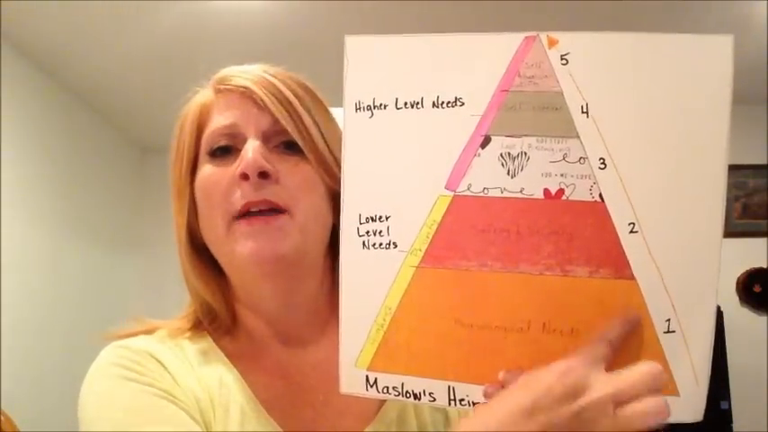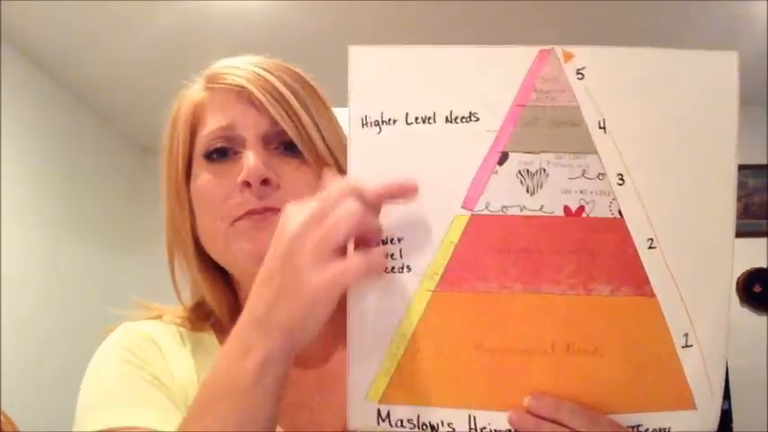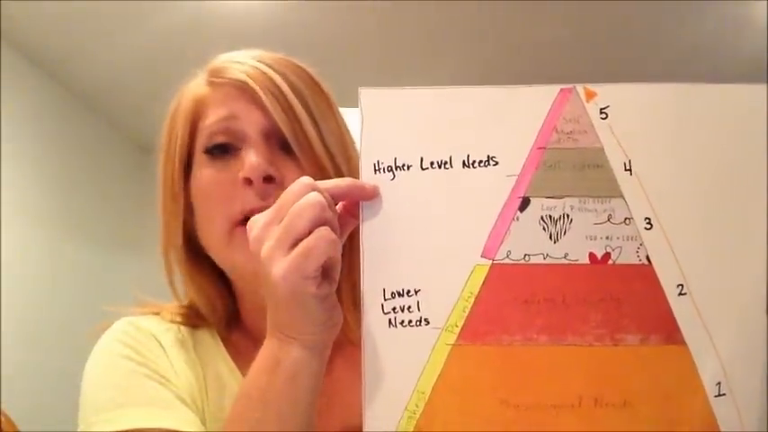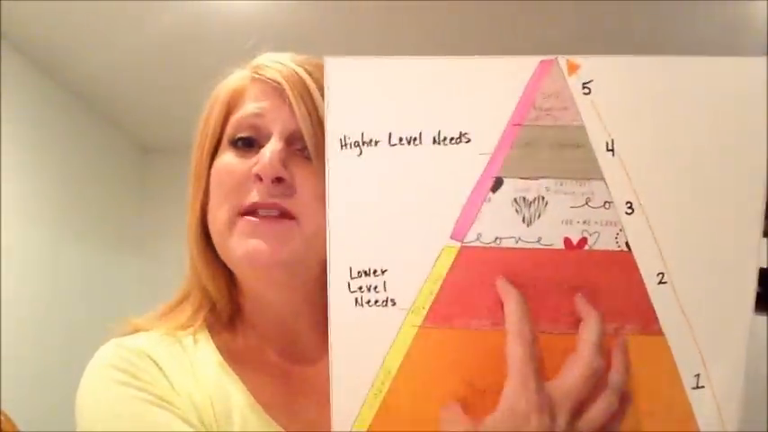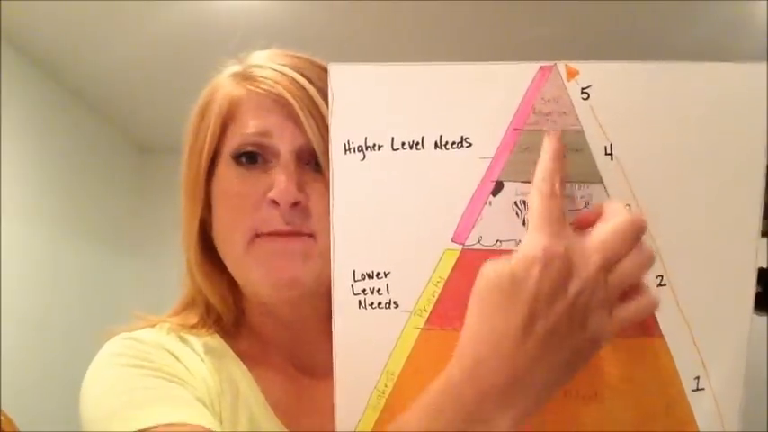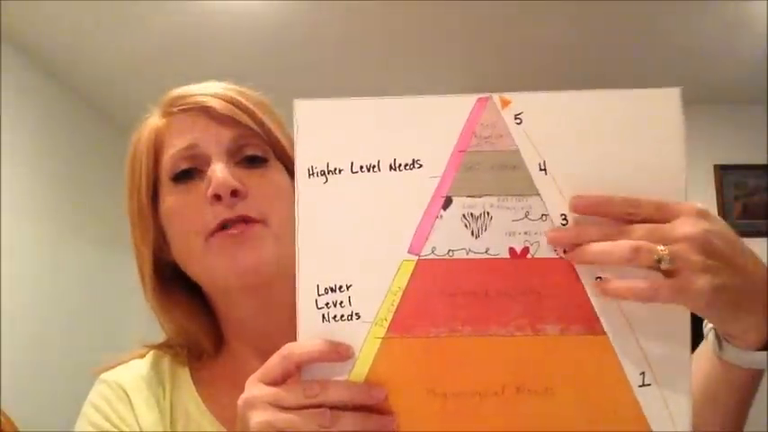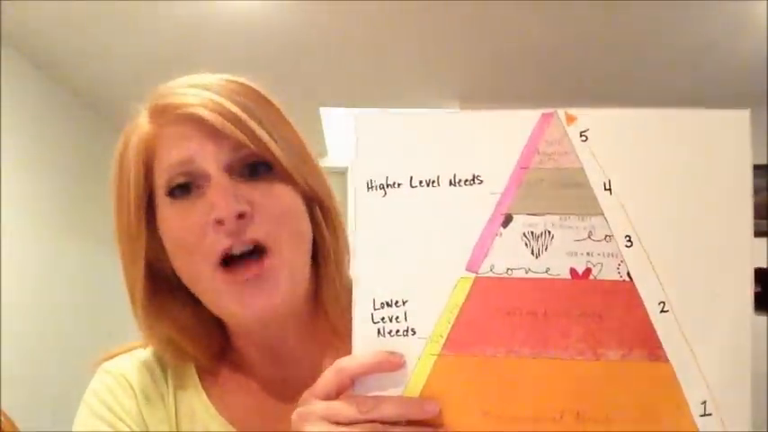And you see my arrow going up. The last three are known as the higher level needs. So you meet these first, and then these can be met. It's hard to meet these without these. Okay, so think of it like that. Okay, so our third one is love and belonging.